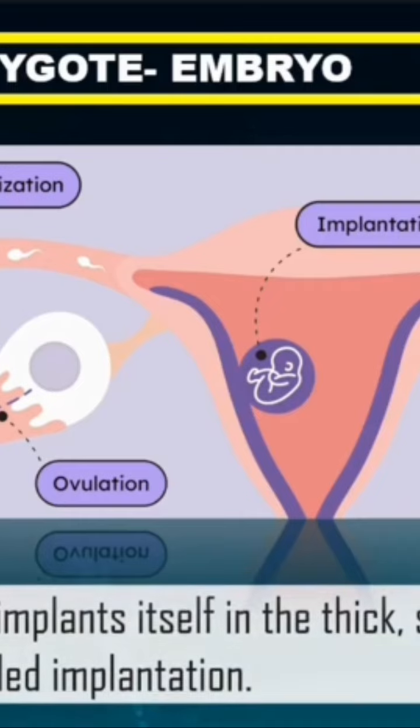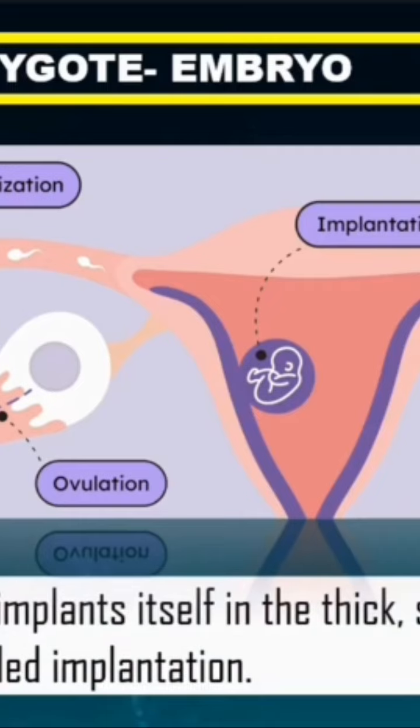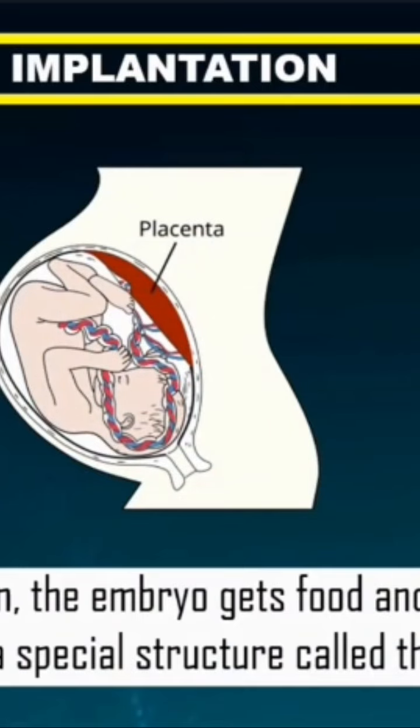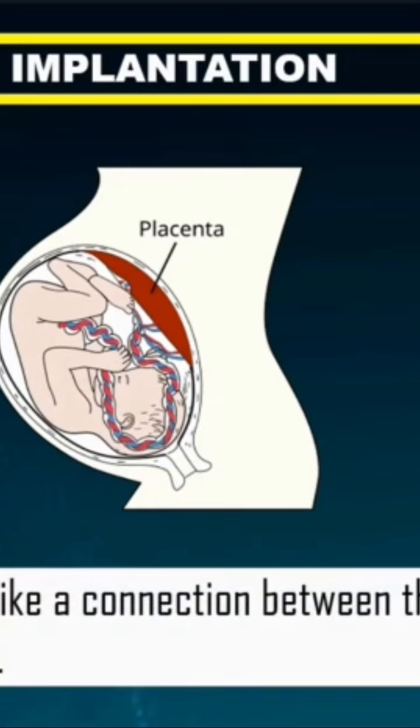This embryo now implants itself in the thick, soft lining of the uterus. This is called implantation. After the implantation, the embryo gets food and oxygen from the mother through a special structure called placenta. The placenta is like a connection between the mother and the developing baby.